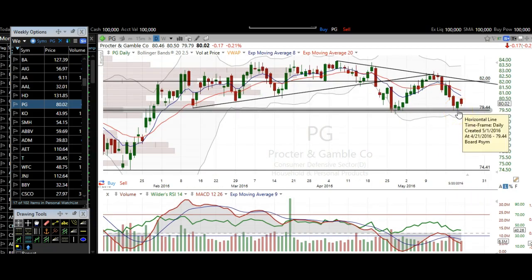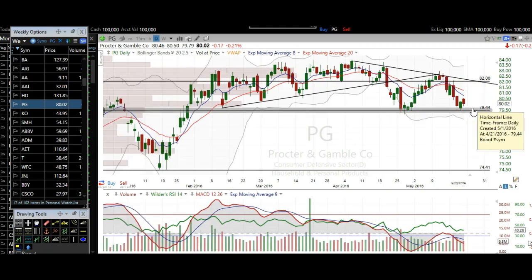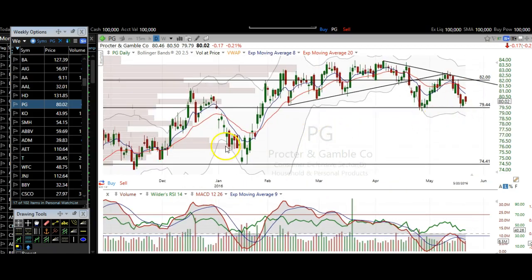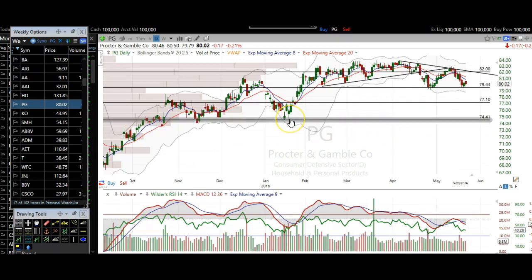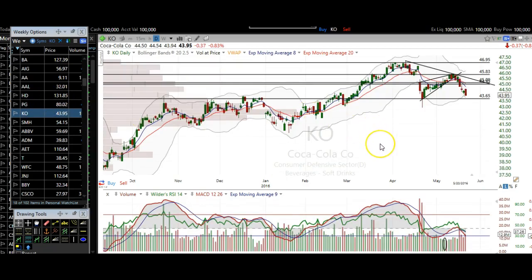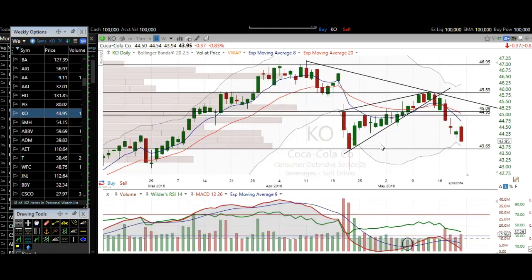So this is a key support at about 79.40. We're going to have resistance at about 82, support at about 79.40. If 79.40 breaks, we don't have really much support until right around there, about 77. So 77 would be the next level of support below that, and then that bigger support down below at about 74.41.